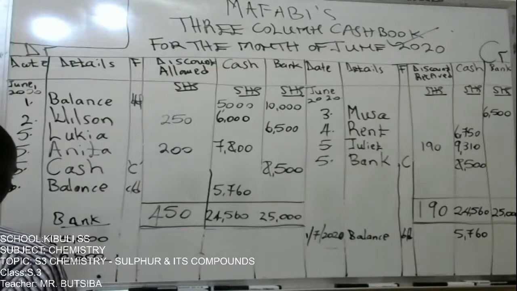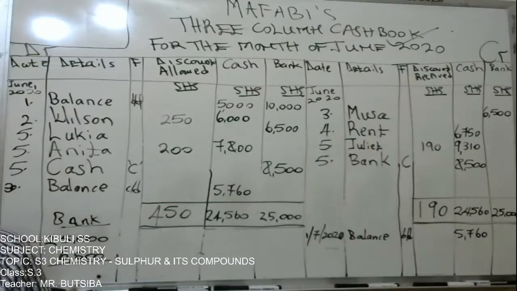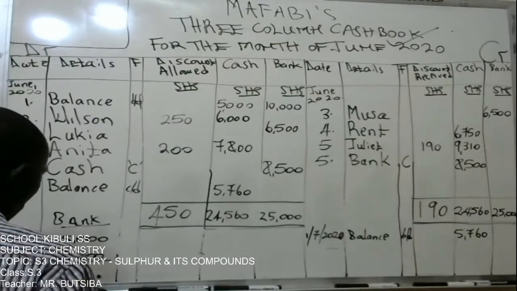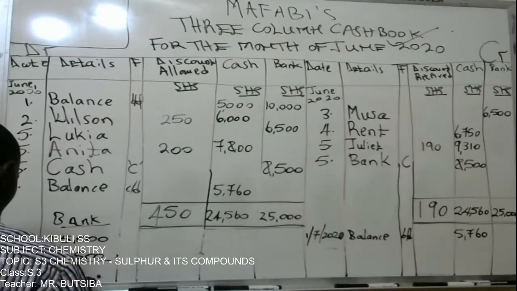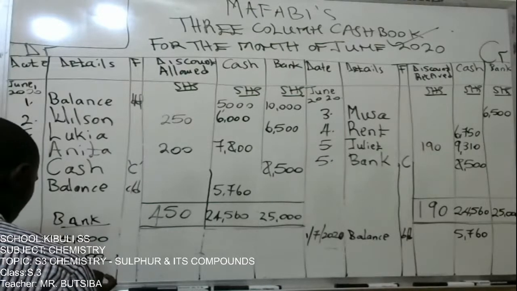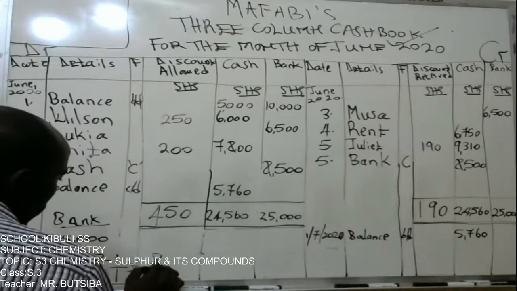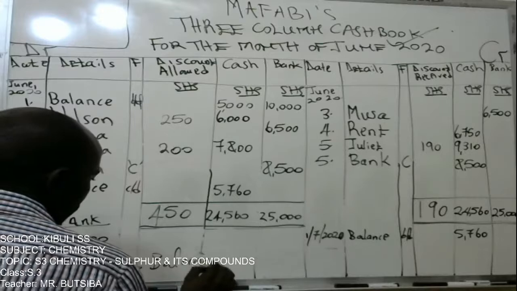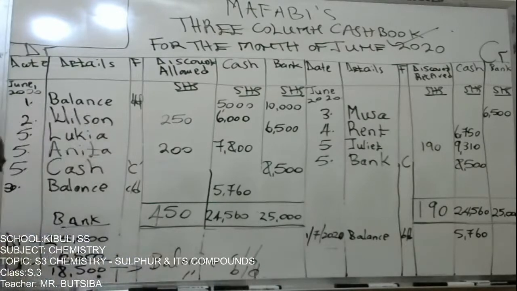So either to come up with the balance brought down and balance carried down, subtract 6,500 from 25,000 and you remain with a balance of 18,500. So this balance becomes your balance carried down, and also balance brought down.